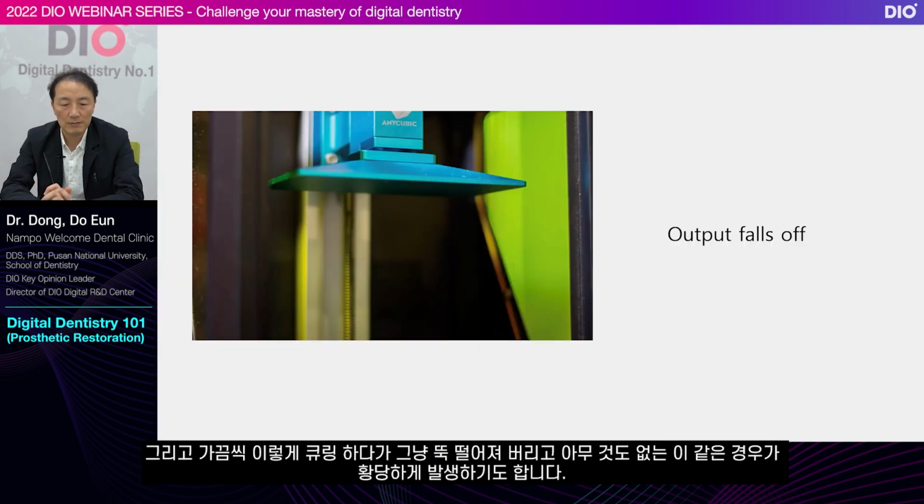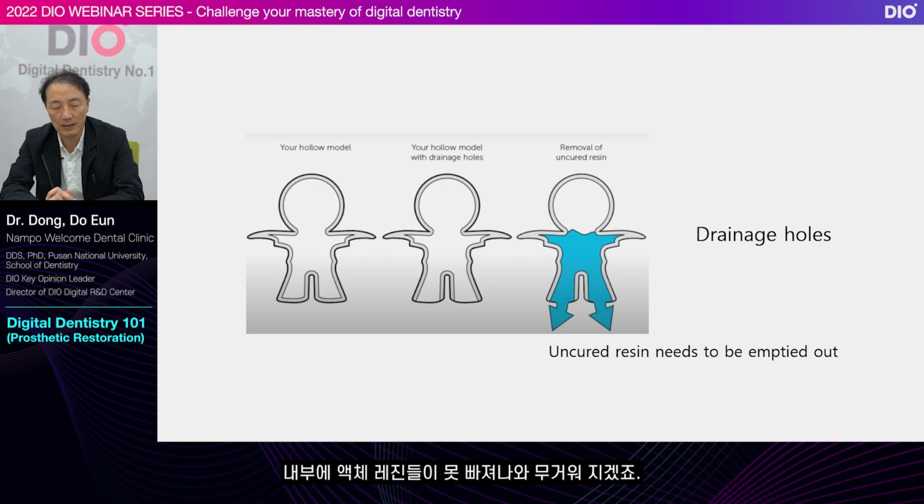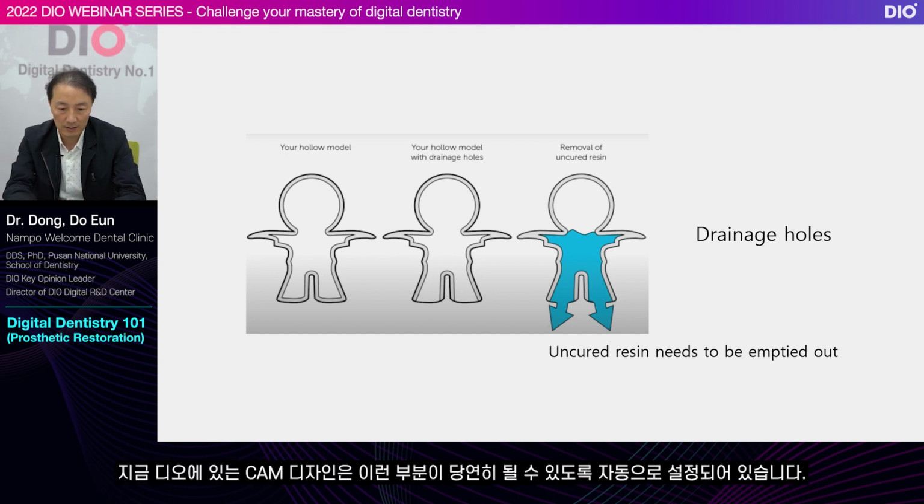And sometimes when curing, unexpected situations occur, like it falling off like this and nothing is left. This happens because it laminates as it cures. And if it is designed so that the hole at the bottom is clogged, then the liquid resin inside cannot come out and becomes heavy. Then it just falls off. So you have to use CAM design so there is a hole. Of course, the CAM design at Do-eun right now is set up for this to happen automatically.